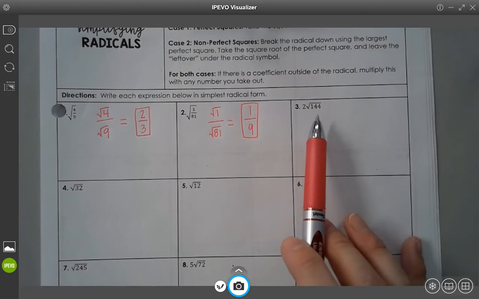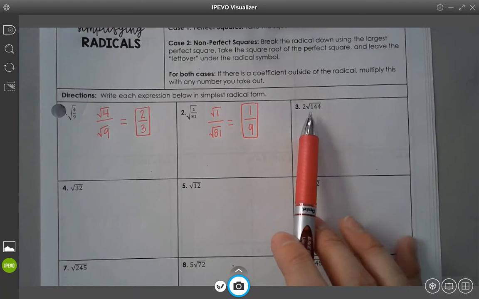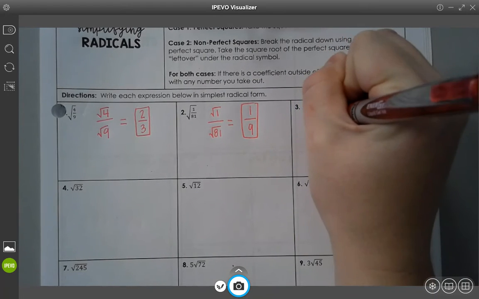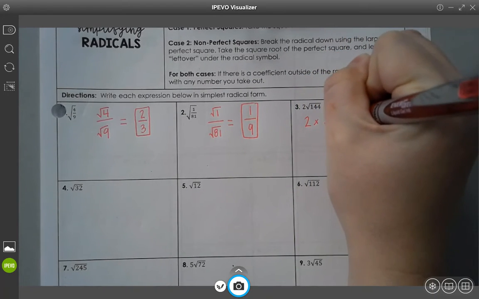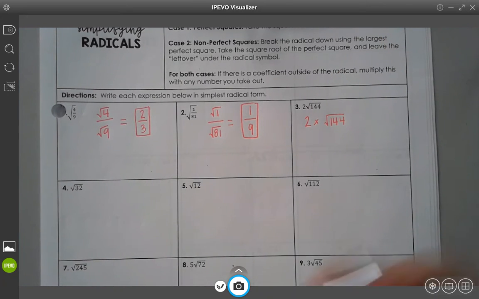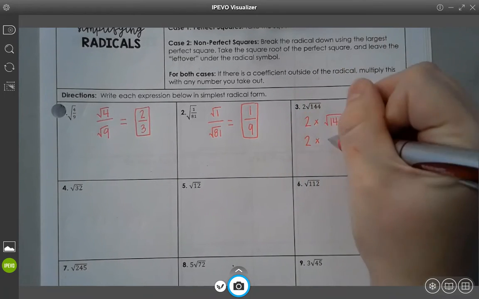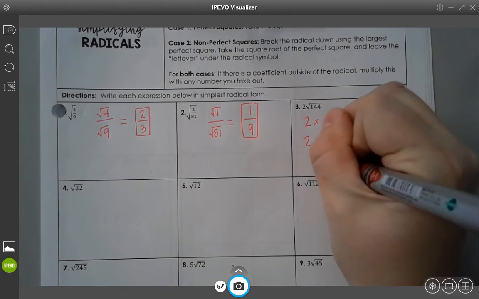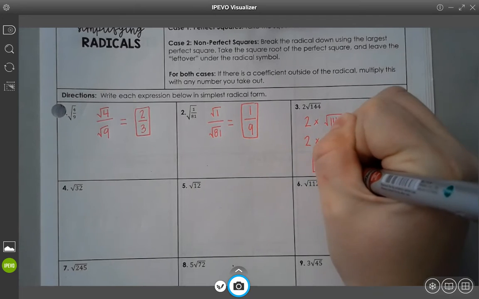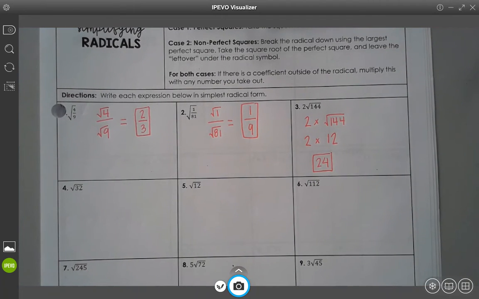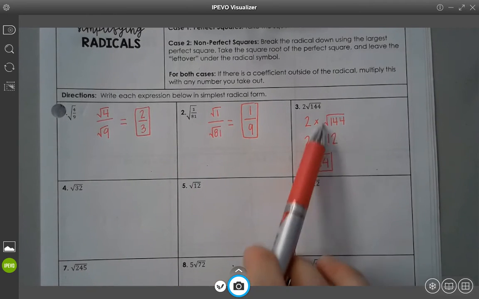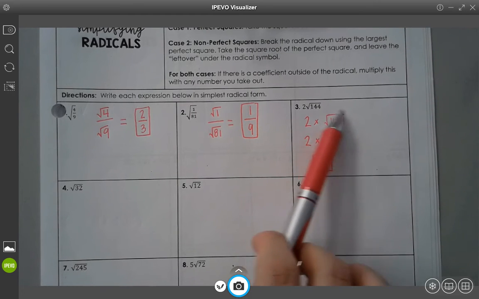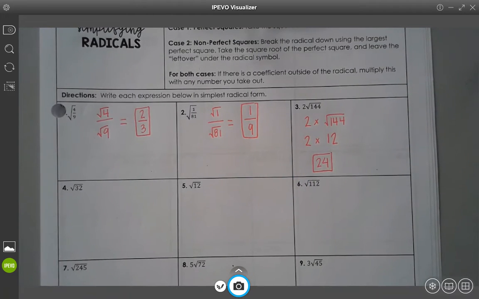So then I have number 3. This is the same thing as having 2 times the square root of 144. What is the square root of 144? 12. So this is 2 times 12, which is 24. Again, it would be better if you knew these. You did not need to type in the square root of 144 into your calculator. You should know that that's 12.